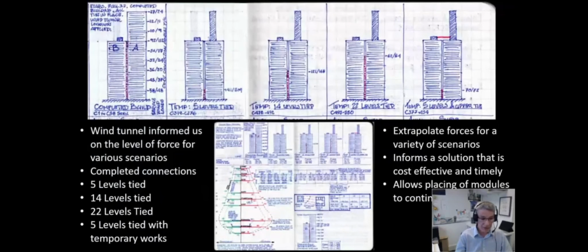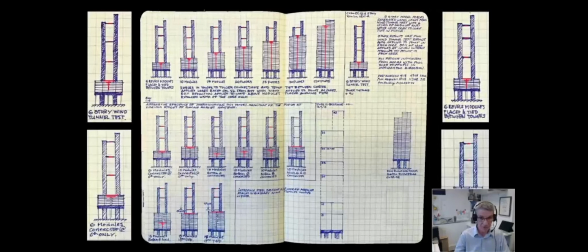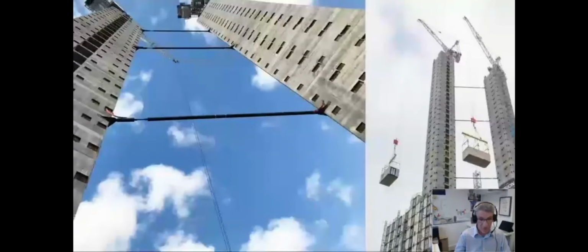We undertook various analysis to inform the design and the temporary tying, and also to understand the forces in the permanent connections. Many scenarios were considered in order to achieve the most efficient solution in terms of work, materials, and maintaining a rate of placing of modules. We undertook similar analysis for the George Street project. And here you can see the temporary ties in George Street at the 3 levels.